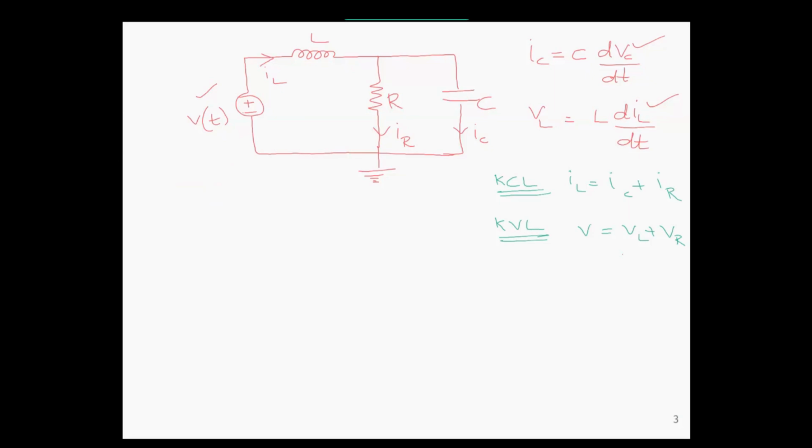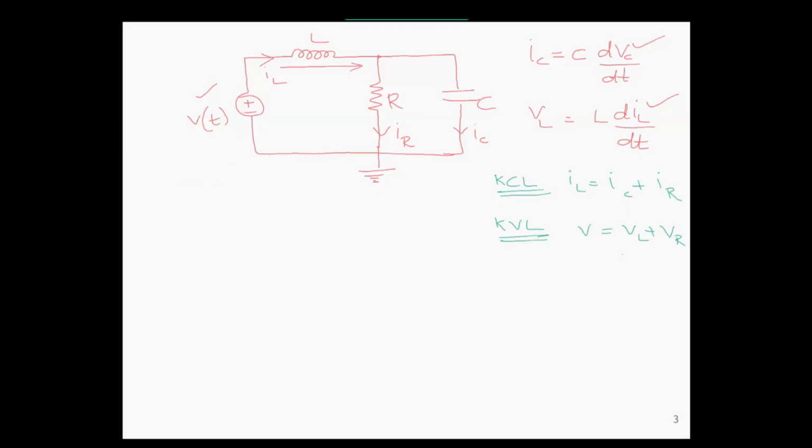So by Kirchhoff's current law, we can write IL equal to IC plus IR. The current that is flowing through the inductor splits at this point. One part flows through the resistor and another part through the capacitor. So IL is equal to IC plus IR.